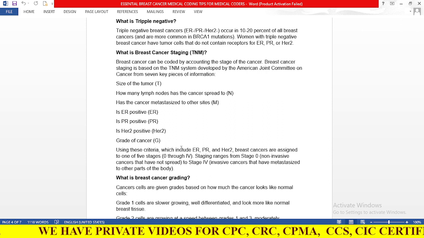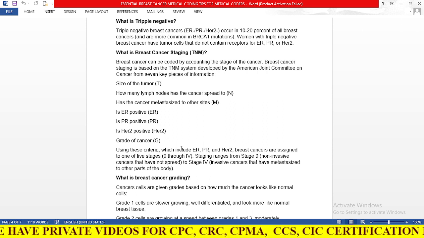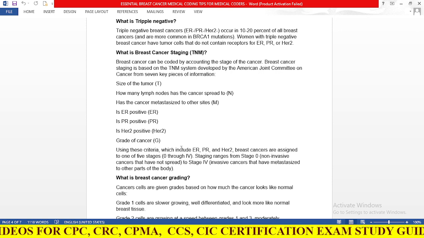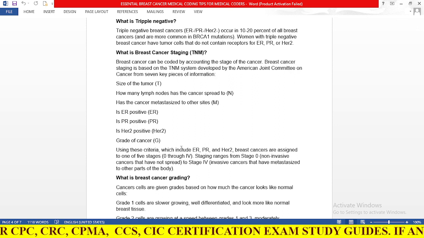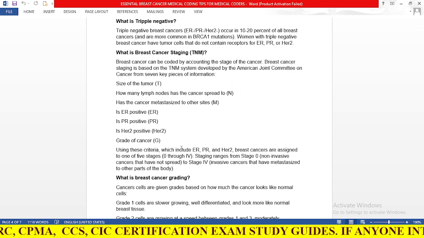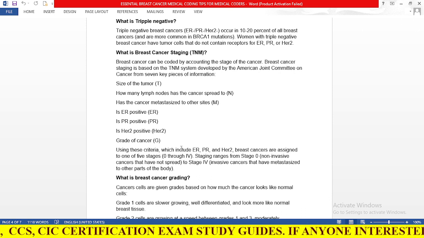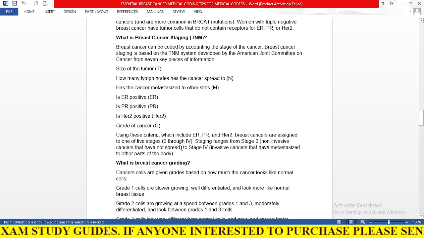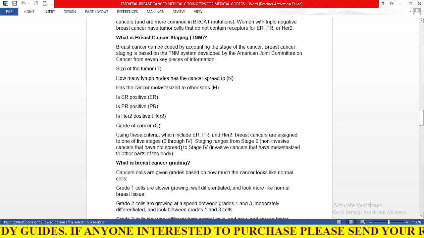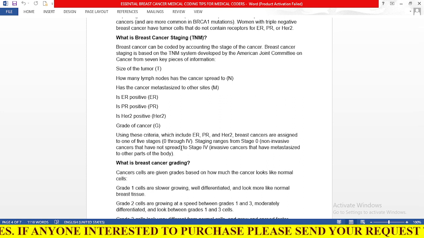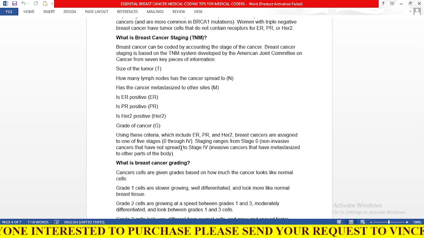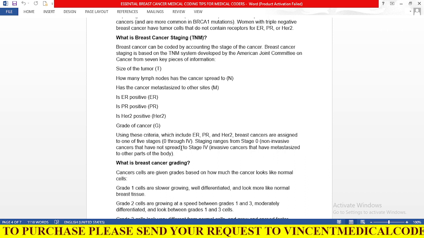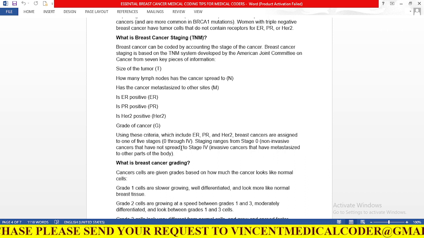Breast cancer can be coded by accounting for the stage of the cancer. Breast cancer staging is based on the TNM system developed by the American Joint Committee on Cancer from 7 key pieces of information. So based on these 7 key factors, TNM has been configured. The first one is tumor size. T means tumor size. Next one is N: how many lymph nodes has the cancer spread to? M means metastasized to other sites or not.